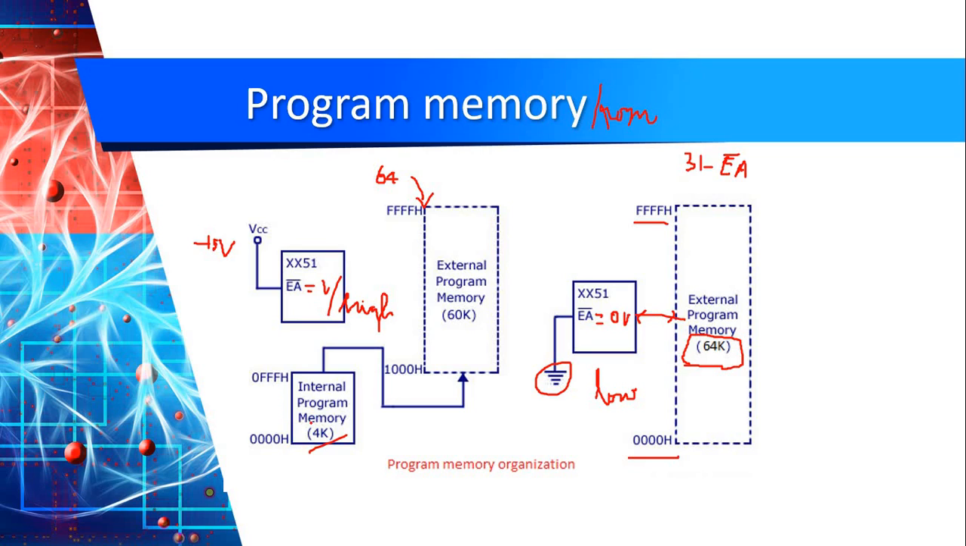So when it is accessing internal program memory, that is for 4 KB, it will be stored in addresses 0000 to 0FFF when external access is equal to 1. The remaining addresses after 0FFF, from 1000 to FFFF, that is 60 KB, it will access from external program memory. Okay, maximum it can store only up to 64 KB. Okay, this is about program memory space allocation.